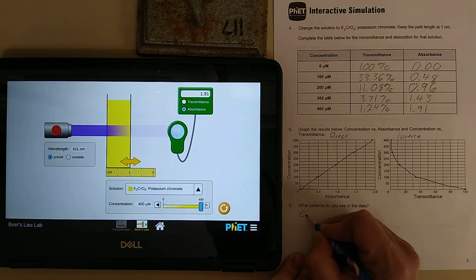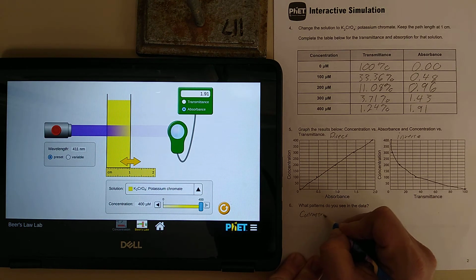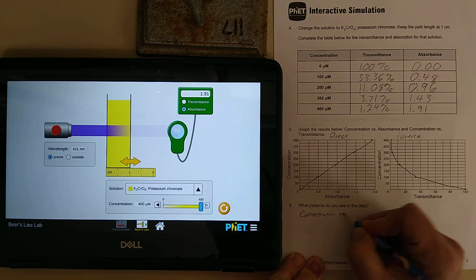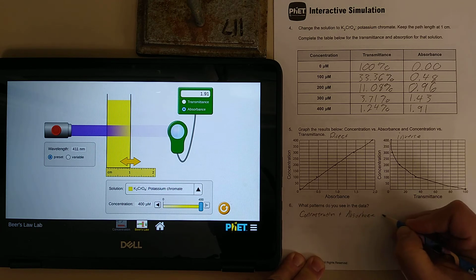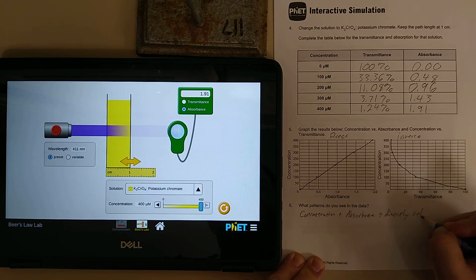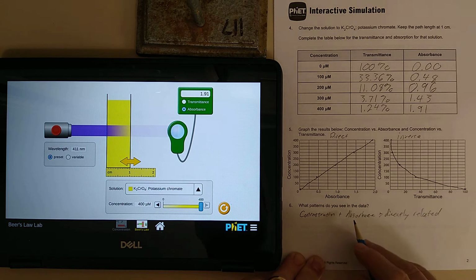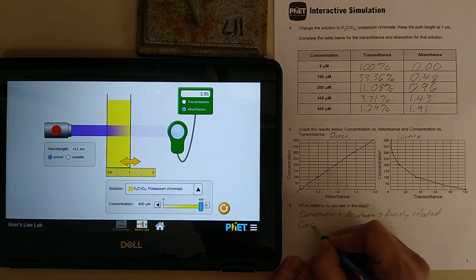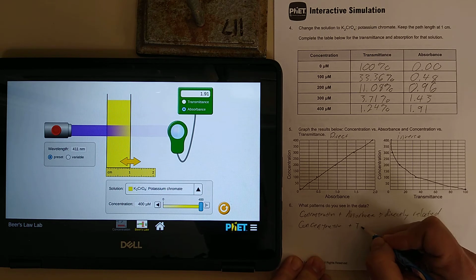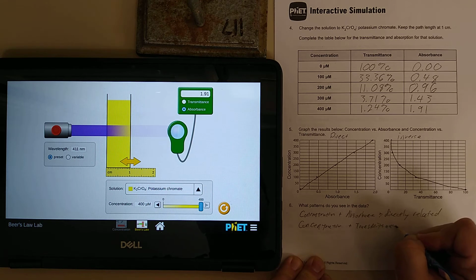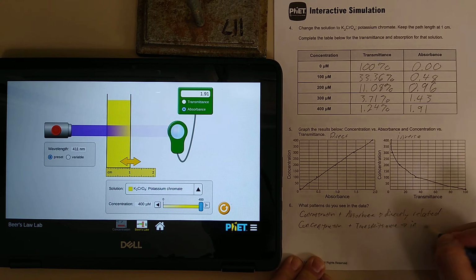So concentration and absorbance are directly related. Concentration and transmittance are inversely related.